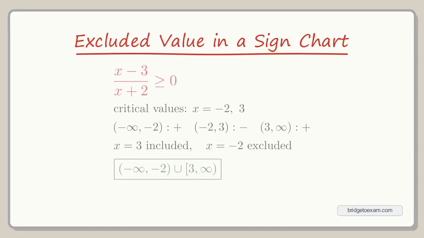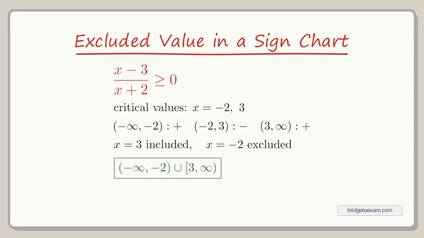Solve (x minus 3) over (x plus 2) greater than or equal to 0. The critical values are x equals 3, where the numerator is 0, and x equals negative 2, where the denominator is 0. Testing intervals gives positive on negative infinity to negative 2, negative on negative 2 to 3, and positive on 3 to infinity. Include 3 because equality is allowed, but exclude negative 2 because the expression is undefined.